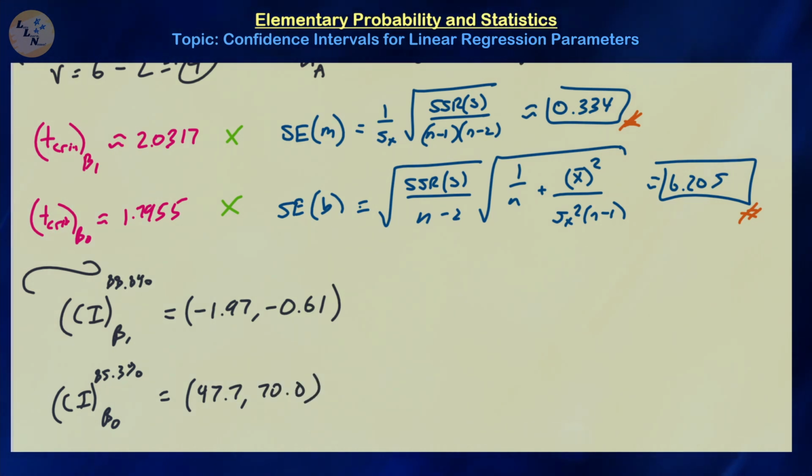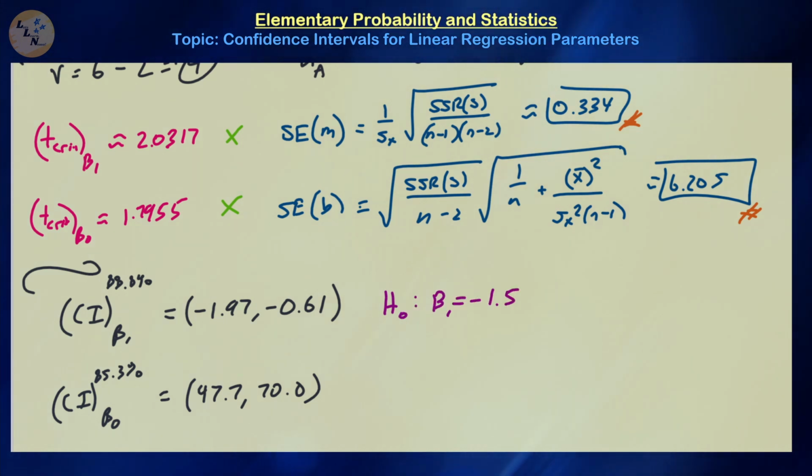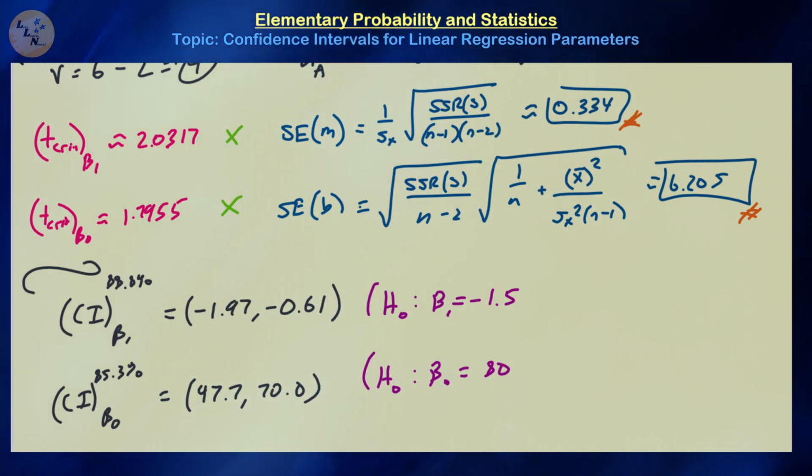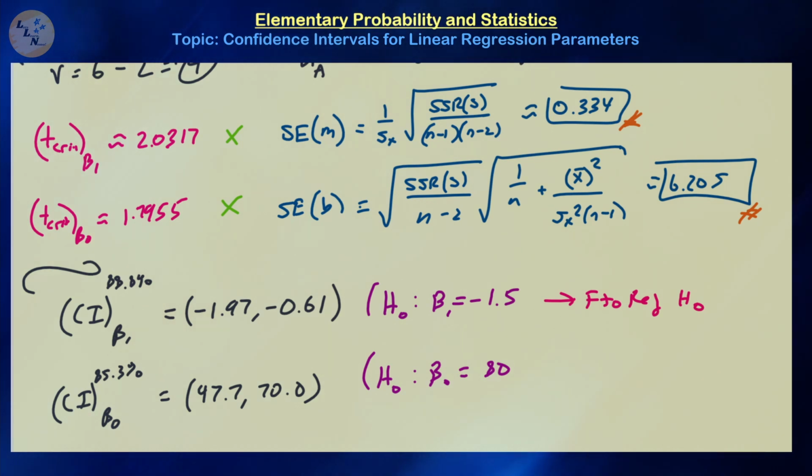So let's recall what null hypotheses we were testing against. The null hypothesis for beta 1 was that beta 1 was equal to negative 1.5, and the null hypothesis for beta 0 was that it is equal to 80. So, since negative 1.5 is in between these two numbers, we're going to be failing to reject the null hypothesis claim that beta 1, or the slope of the line of best fit for the population, is exactly equal to negative 1.5, and one could go through interpretations and applications of that conclusion.